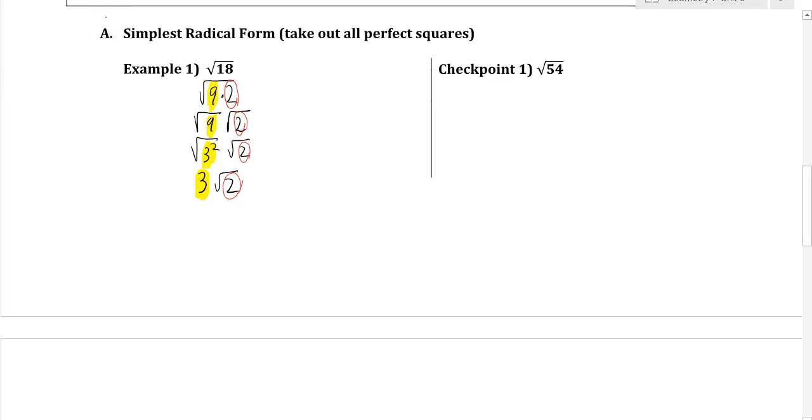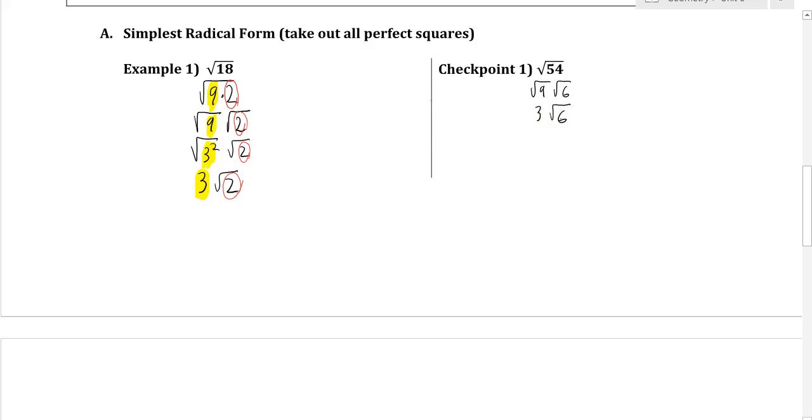So usually we don't have to go through all of that shown work. We can look at the square root of 54. 54 is 9 times 6. Square root of 9 we know is 3. So it's 3 root 6.